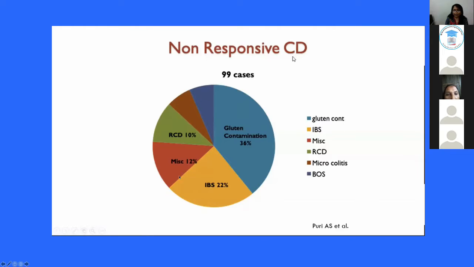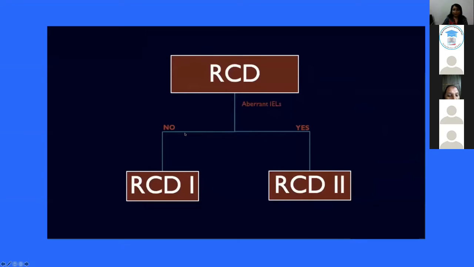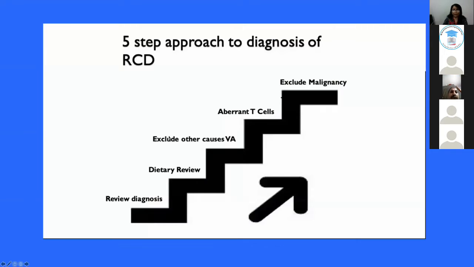The second was IBS, miscellaneous, or refractory celiac disease, which were only less than 10%. Refractory celiac disease is of two types, type 1 and type 2. If aberrant intraepithelial lymphocytes are present, this is type 2. If there are no aberrant intraepithelial lymphocytes, that is known as refractory celiac disease type 1.